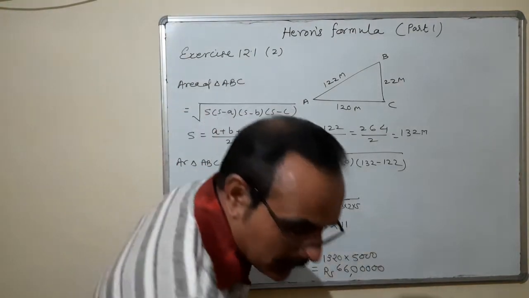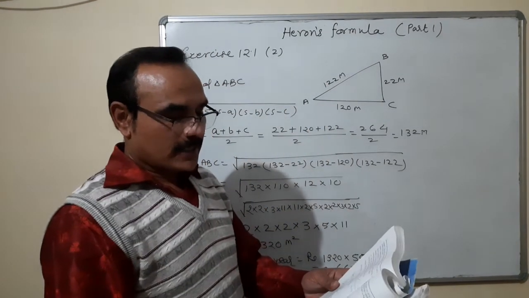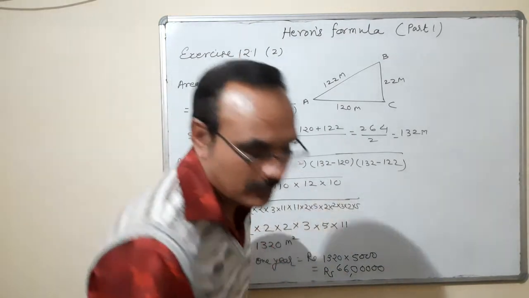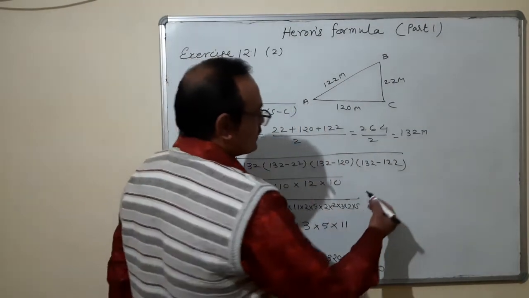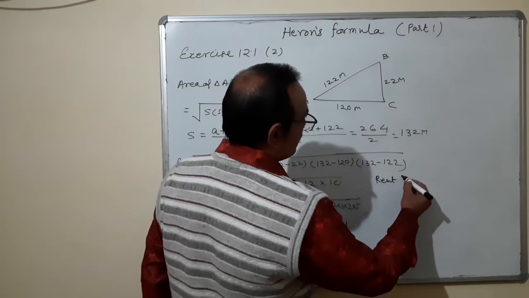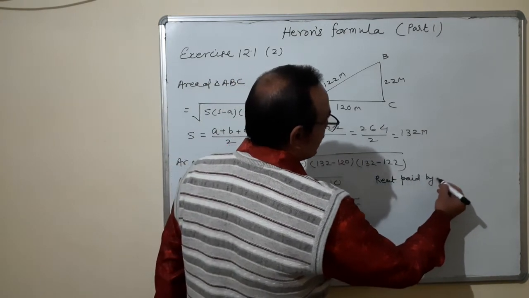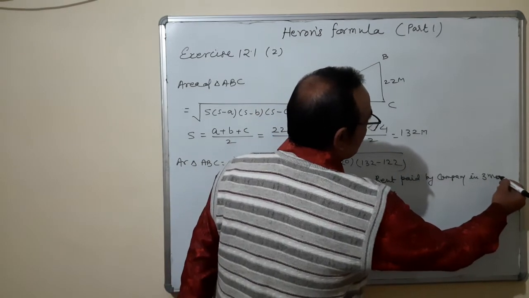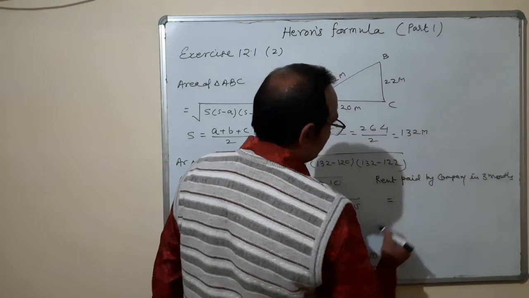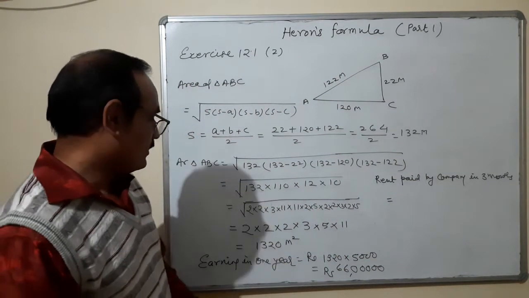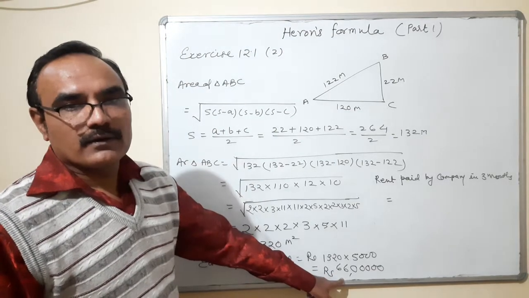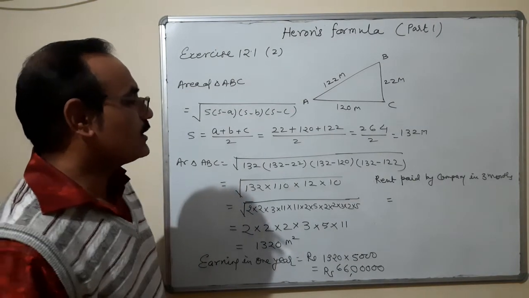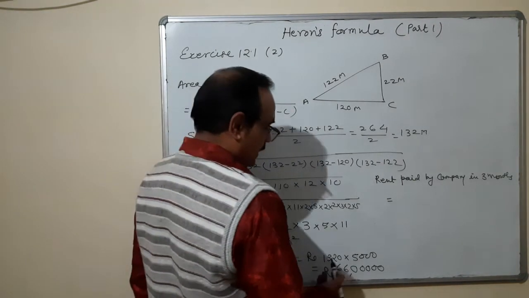And the question is, they are asking that a company hired one of its walls for 3 months. How much rent did it pay? So the rent paid by the company in 3 months. In how many months? 3 months. So this is the earning for 1 year. We are going to find how much amount the company has to pay as rent in 3 months.